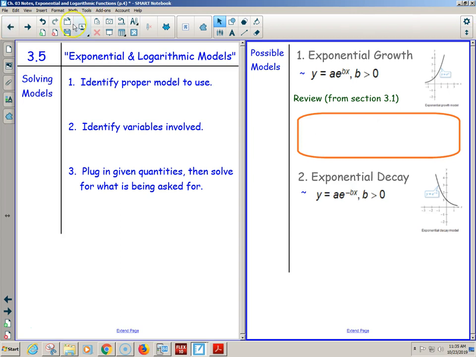Narrow down 3.2 and 3.3 questions for the beginning of class tomorrow. Bye, guys.